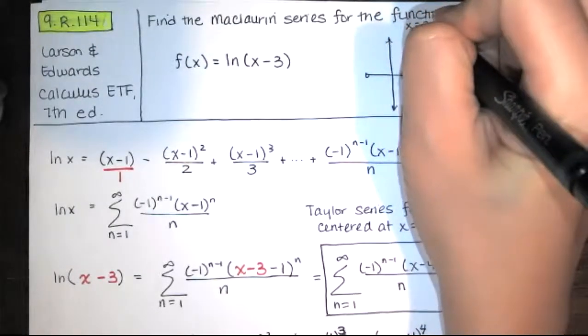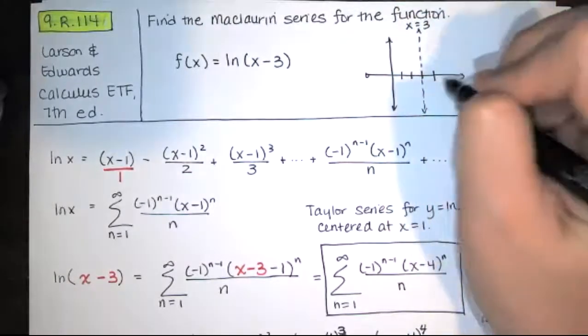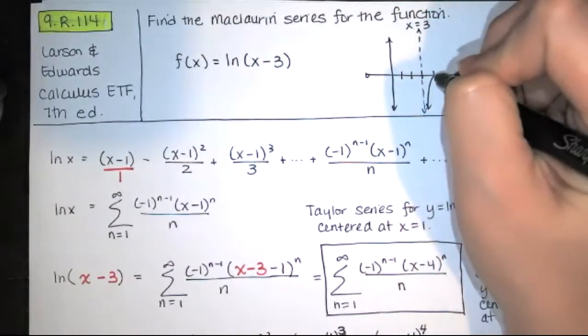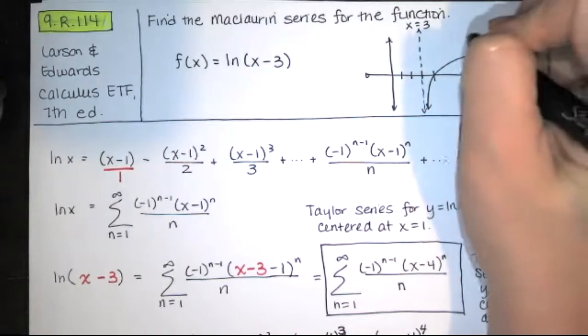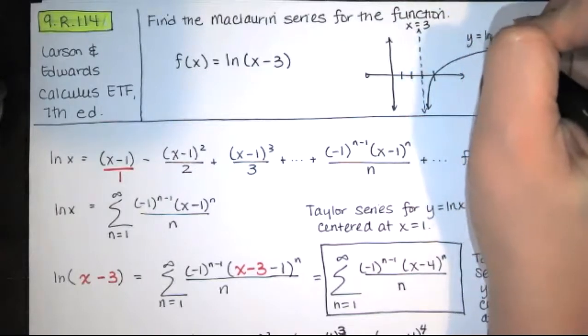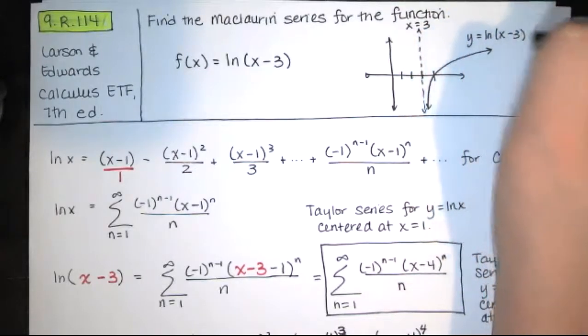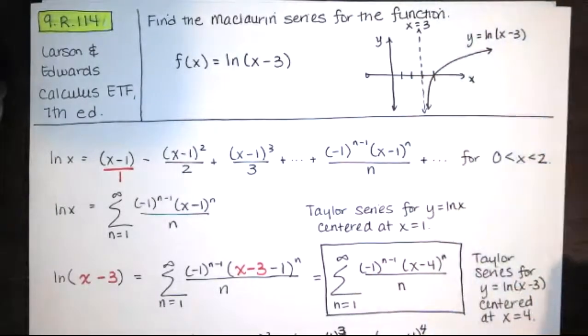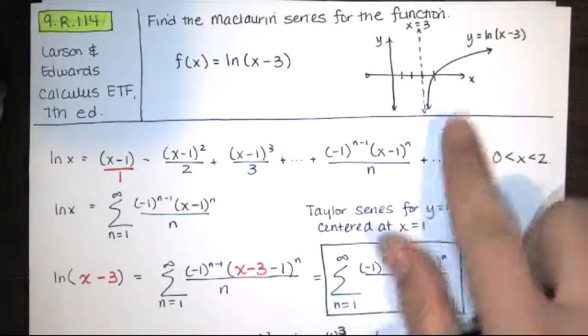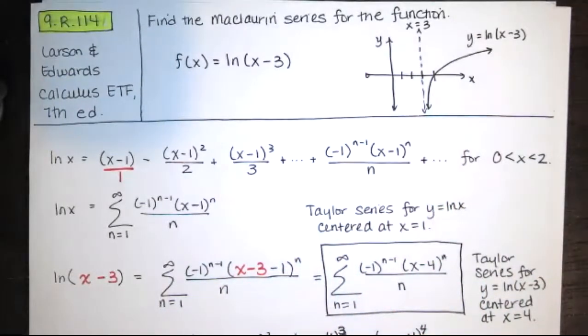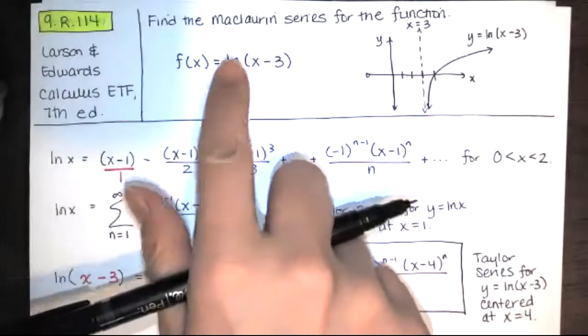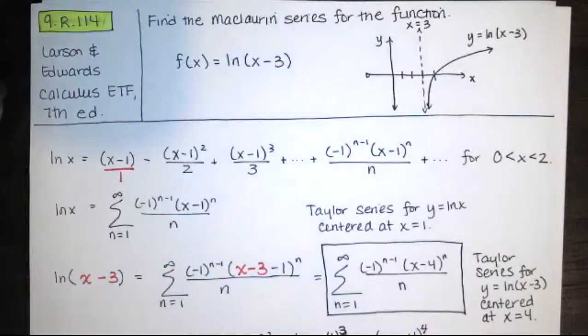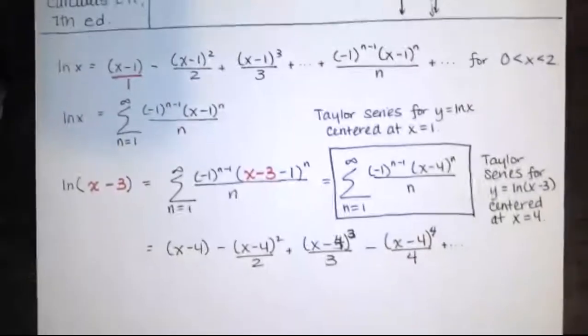So it has an asymptote at x equals 3. When x is 4, it equals 1. And it roughly looks like this. We're going to have a really hard time finding a Maclaurin series for this function because it's not even well defined at x equals 0. If we wanted to, though, we could find the Maclaurin series for natural log of 3 minus x. That's one that is well defined at x equals 0. So let's do that instead.